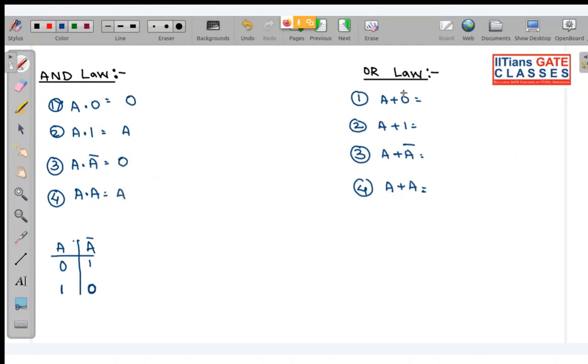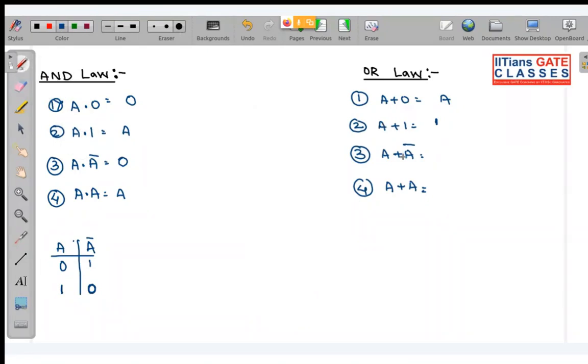Now similarly, we have our OR law. A or 0 will be A. What is A plus 1? A or 1? 1, sir. Yes, obviously this will be 1. Why? Because even if A is 0 or 1, it doesn't matter. If one of the inputs is 1, the output will always be high, or always 1.